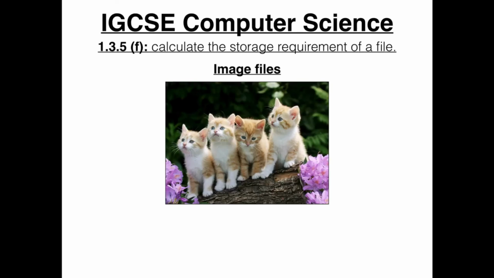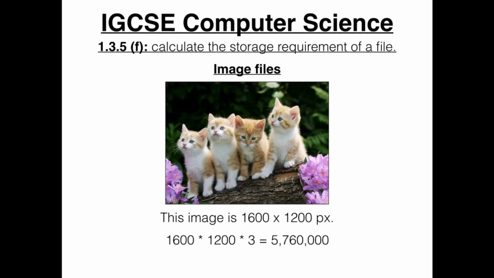Image files. So here we have, oh, kittens. We have 4 little kittens here. And this is a BMP image file. So this image is 1600 by 1200 pixels. Now if you remember, we do this. 1600 times 1200 times 3, which gives 5,760,000 something like that bytes.